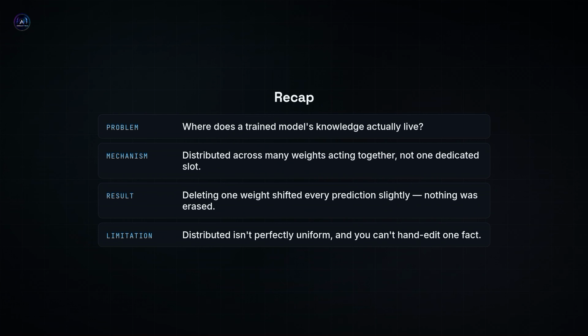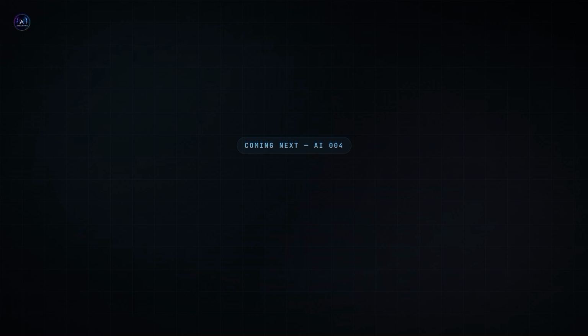So, to recap, using the same shape as always. Problem: where does a trained model's knowledge actually live? Mechanism: distributed across many weights acting together, not stored in any single dedicated slot. Result: deleting one weight from our tiny model didn't erase a fact, it just shifted every prediction slightly. Limitation: distributed doesn't mean perfectly uniform. Some weights matter more for some inputs than others, and you generally can't hand-edit one fact the way you'd edit a database row. Which leaves the next real question.